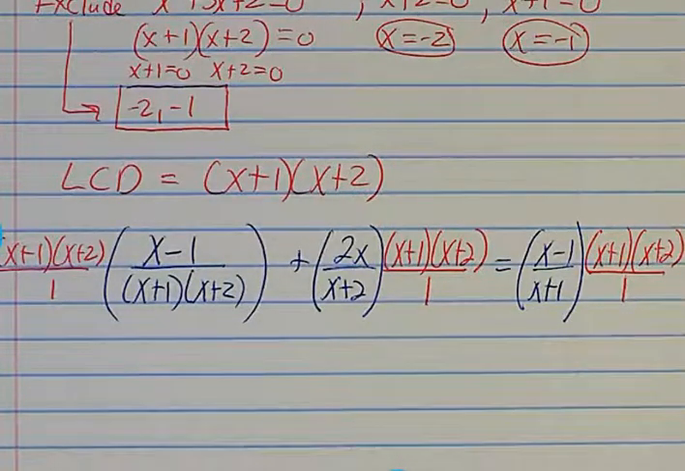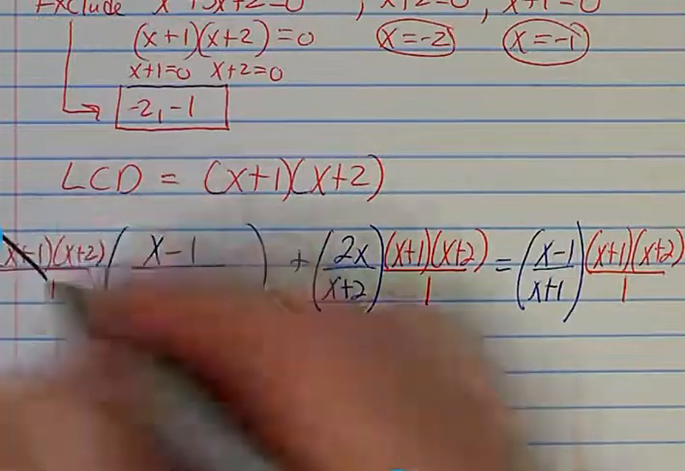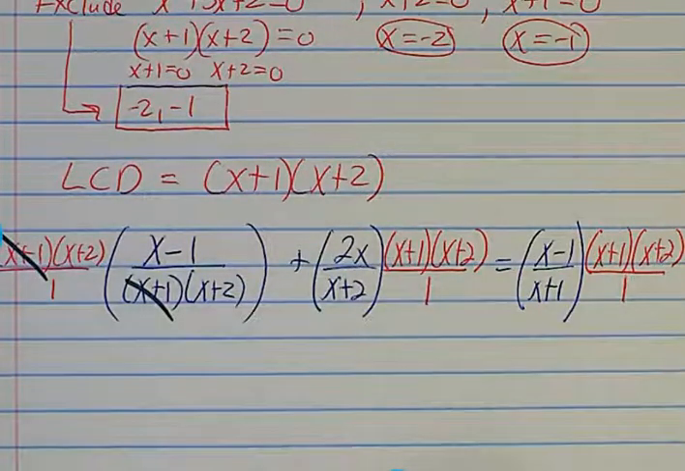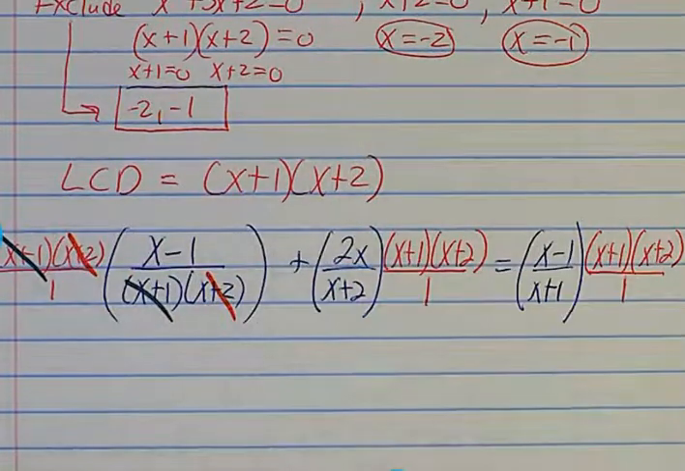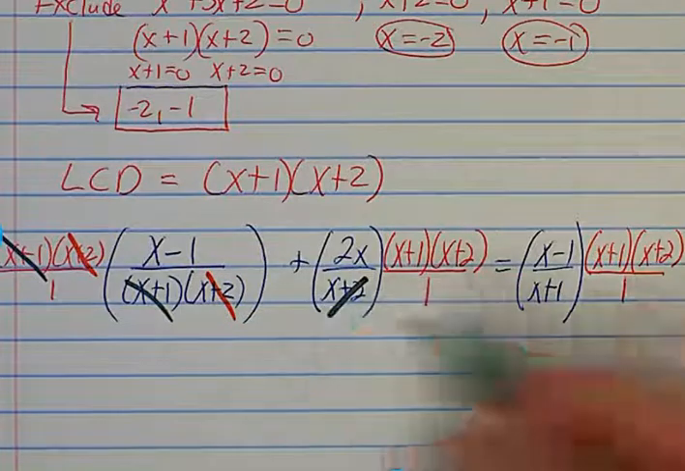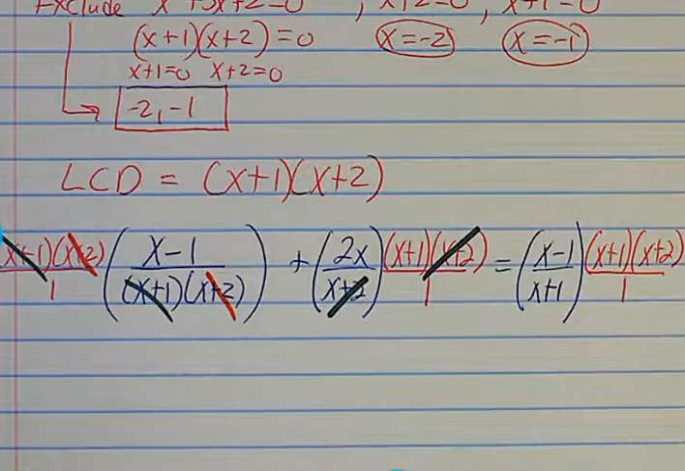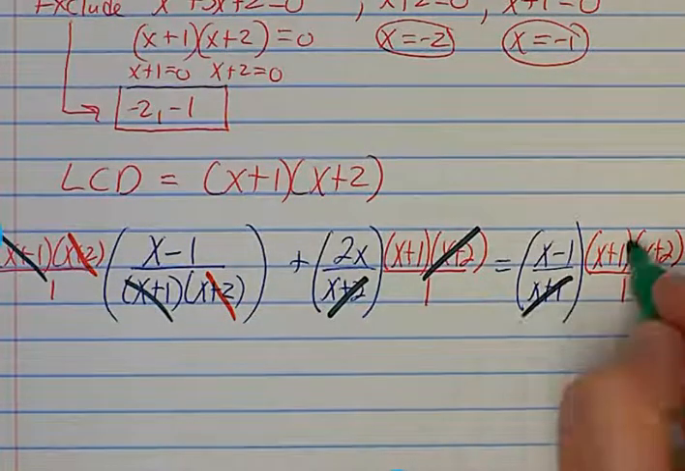Okay, and again, when you're solving equations, all the fractions should be gone. If they're not, then you did something wrong. So you may have missed the least common denominator, or you may have just forgot to cancel something. So this x plus 1 is going to knock out that x plus 1. That x plus 2 will knock out that x plus 2. That x plus 2 will get rid of that one. And that x plus 1 will get rid of that one.